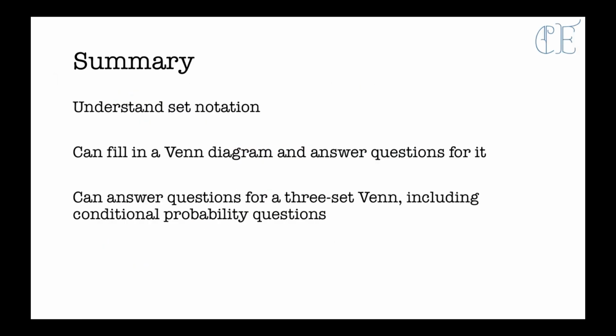I hope now that you've understood set notation. If you don't, or you don't remember them all, go back to that slide where I went through the diagrams with the different sets. That will help you. You can fill in the Venn diagram and answer questions for it, and answer questions for a 3-set Venn, including conditional probability questions.